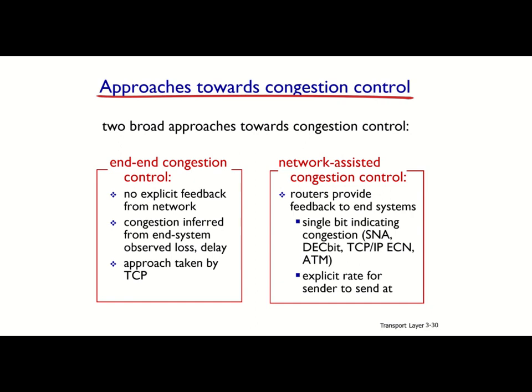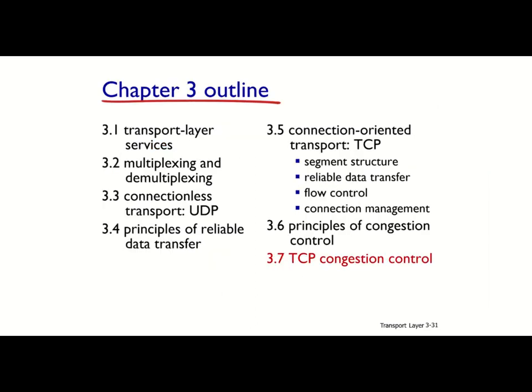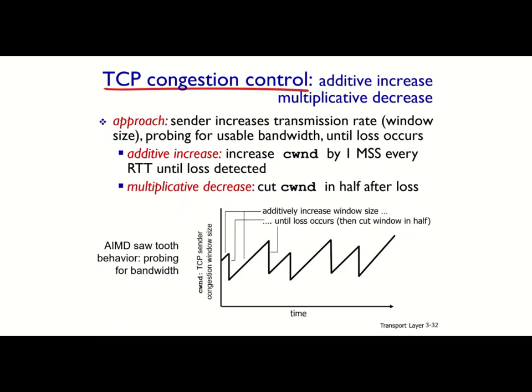So since we are focusing on TCP, we do not talk about network assisted congestion control. We focus on the end-to-end congestion control. So next I'm going to talk about TCP congestion control. TCP has a state variable called CWND. CWND stands for congestion window. It is basically equal to the window size of TCP.